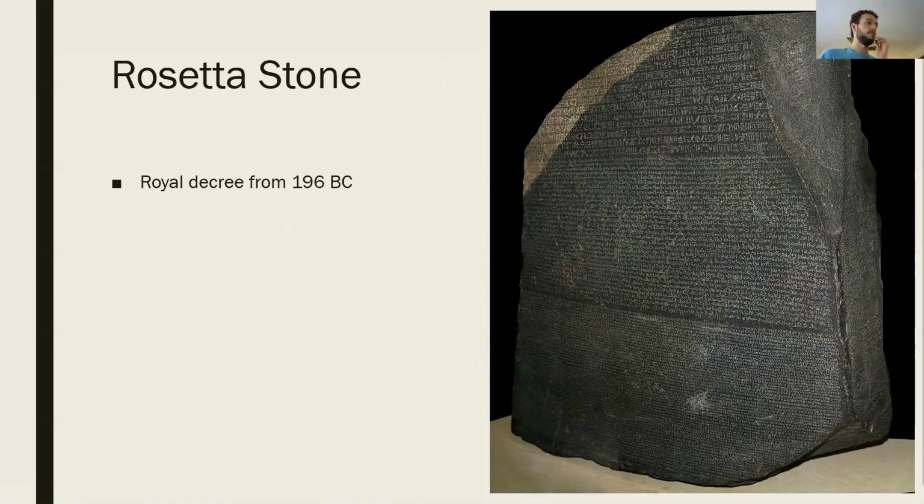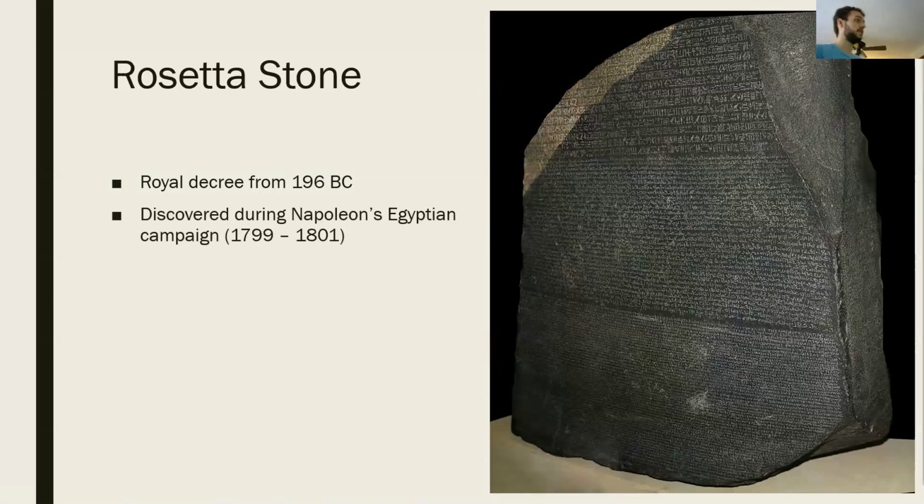The Demotic script was a kind of simplified writing system of the hieroglyphic system. It was discovered during Napoleon's Egyptian campaign, when Napoleon had led an invasion of Egypt, and some scientists that he had brought with him discovered this major artifact. Now, today you can find this artifact in the British Museum.